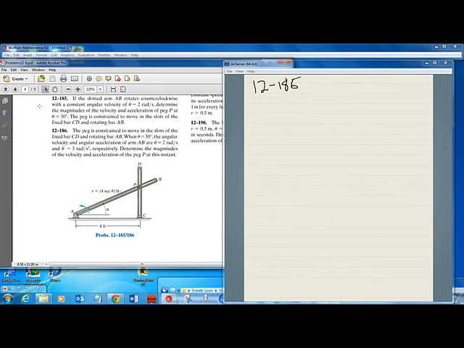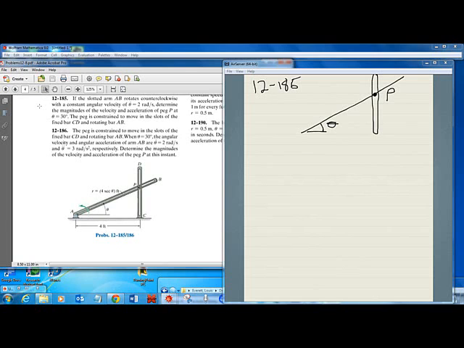Okay, so what's happening is you got this slot right here, and the peg is in that slot. And he's being driven by this rod right here. I'm just going to draw a line. He's being driven up that slot by that rod, right? And they give me this angle here, theta, and they tell me a little bit about the angle theta. Okay, and they want the velocity and the acceleration of the peg P.